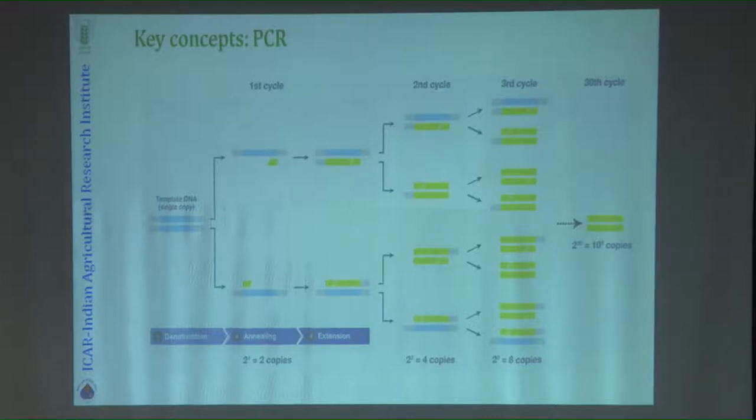Also, the key concept is that these molecules are able to double up. Like the doubling time which I was saying about the bacterial system, you are able to see it in the case of PCR. When you denature it and do the first cycle, you get two copies, and with every cycle it increases twofold, and you have multiple copies coming out. By the 30th cycle, you will have 10 to the power 9 copies. So again, some amount of mathematics is getting into the PCR machine, right?